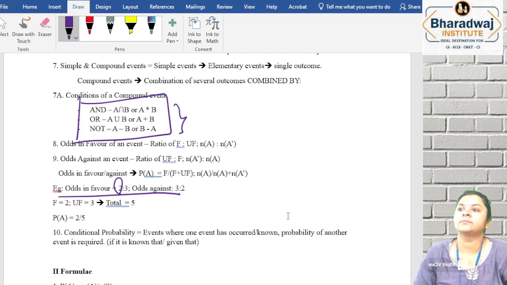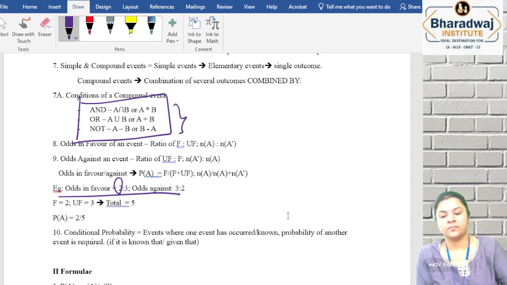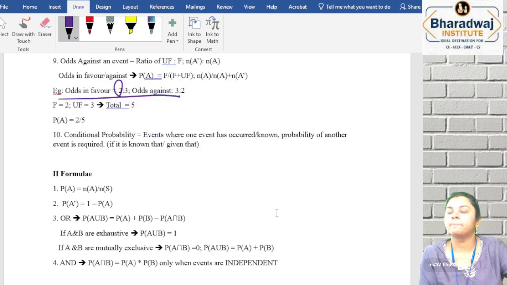Any doubts? Shall we go ahead to the formula?